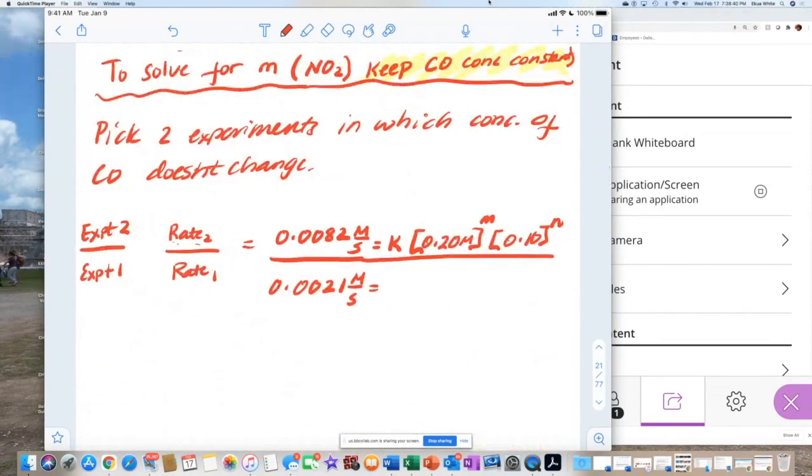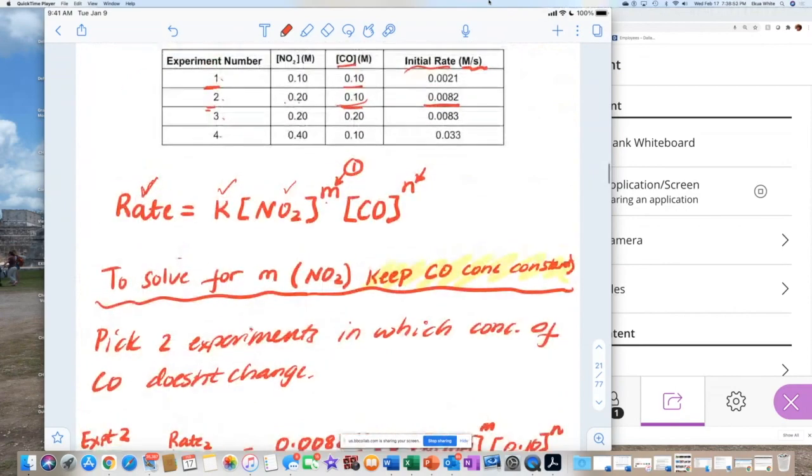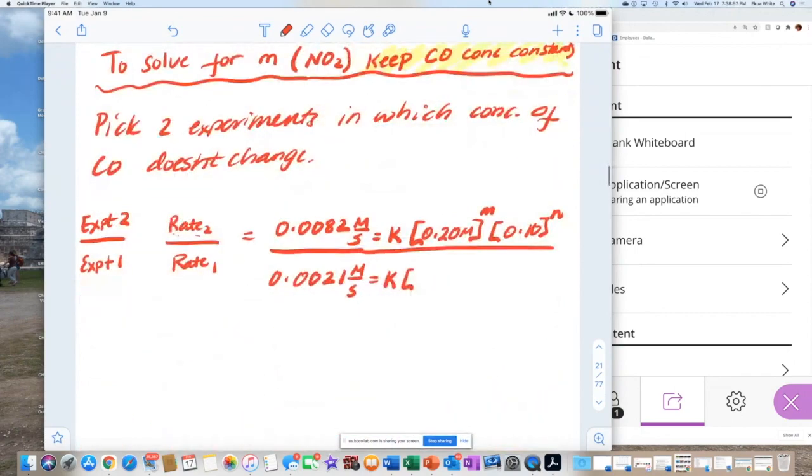0.0021, also molar per second. I don't know what K is, but K is part of that rate law. So essentially, I'm writing the rate law for experiment 2 over rate law for experiment 1, just in case you're wondering, okay? For experiment 1, my NO2 concentration is what? 0.10 molar raised to the power m.